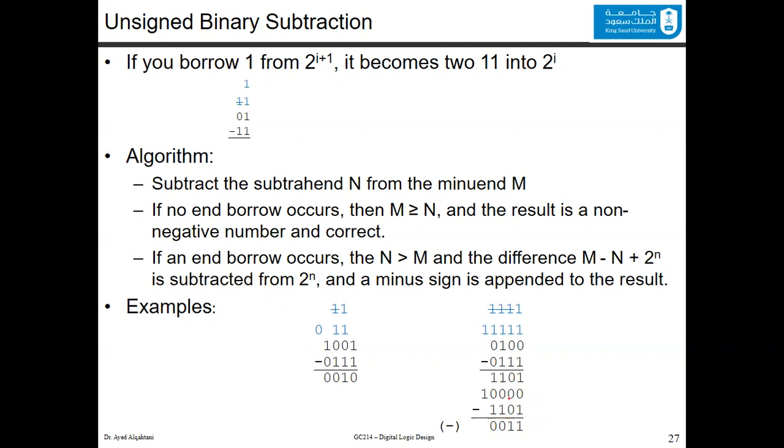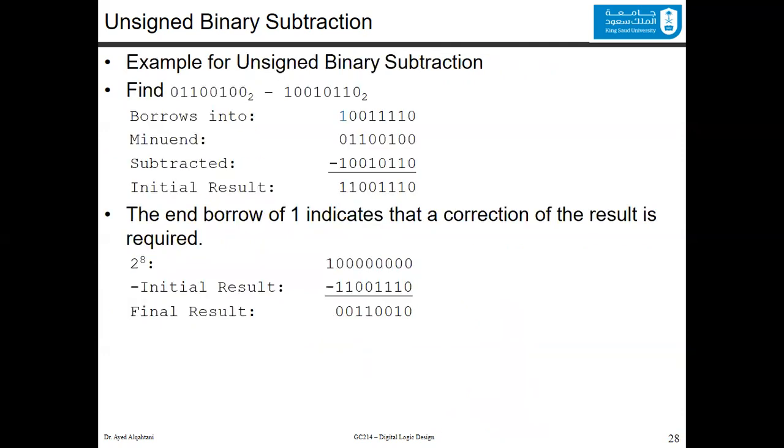This difference that you have here is subtracted from 2 to the power of m. The minus sign is appended to the result to indicate that this result is a negative number. Now, these are some examples of unsigned binary subtractions.